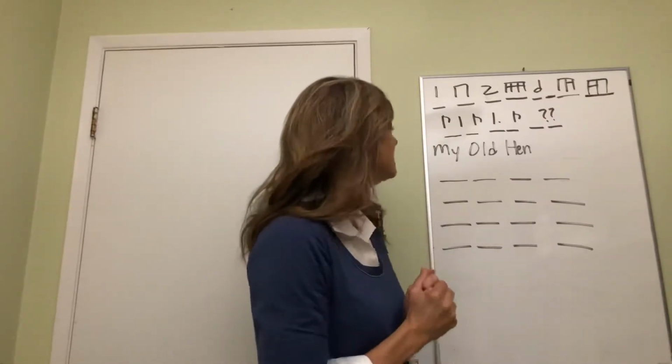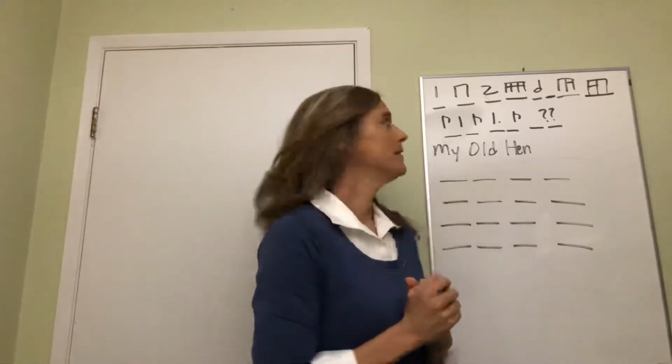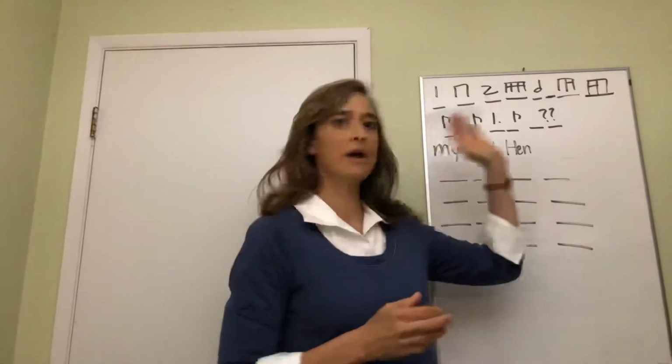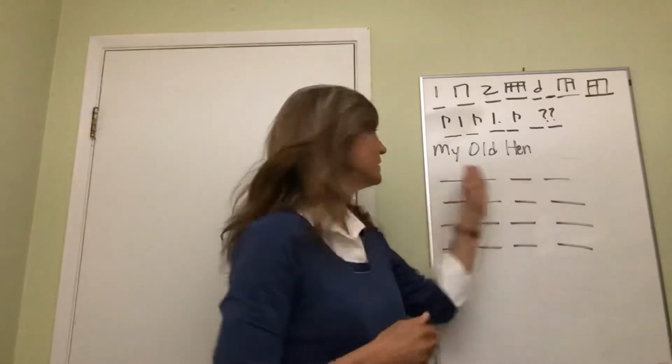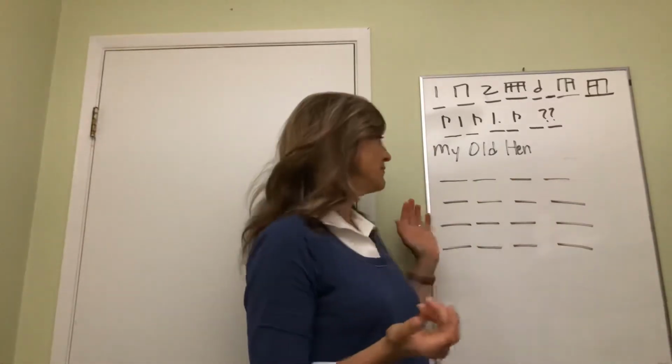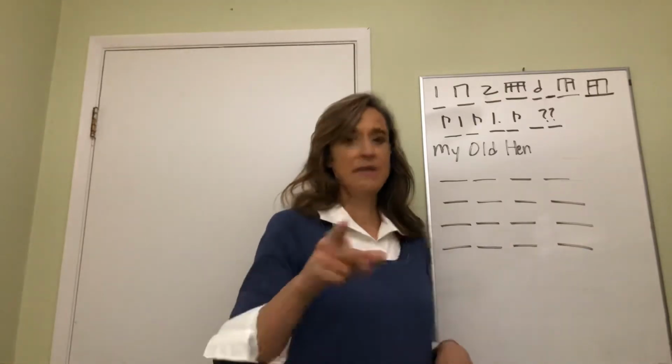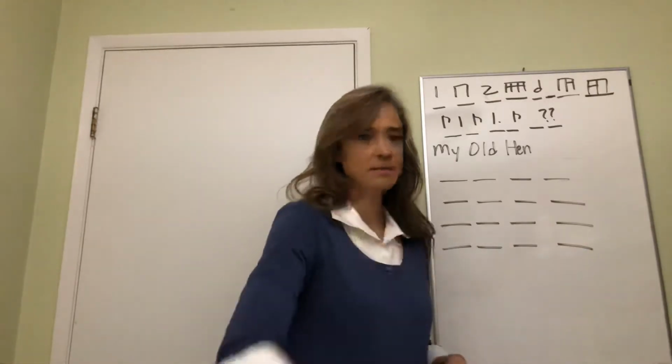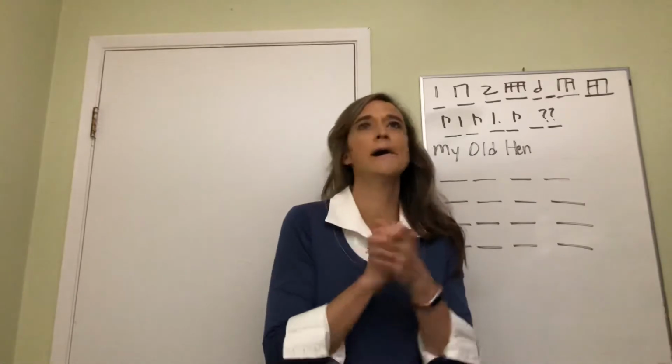Okay, we're going to get right to it. We're going to do some rhythms. Then we're going to talk about the rhythms we already know. And then we're going to sing My Old Hen, just a little piece of it because it's a really long song, and figure out where that new rhythm is. And then we're going to name it. It's going to be awesome. All right, let's do some rhythms.